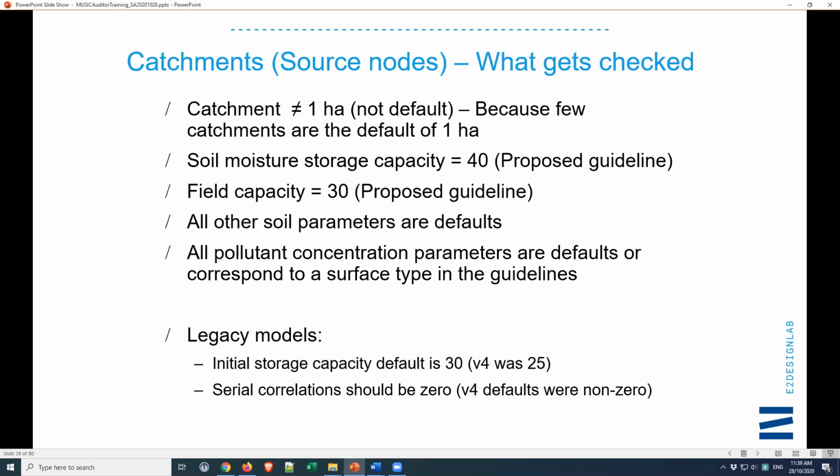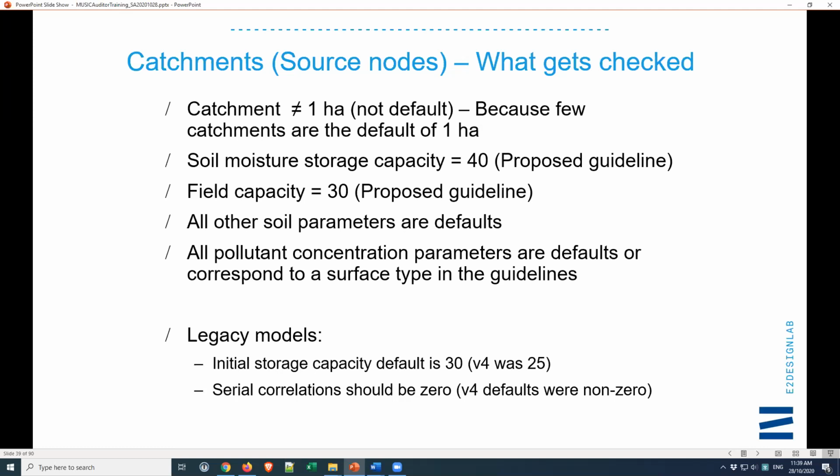More importantly, we've got the soil moisture storage capacity and the field capacity. At the moment, we've got them set to check what's in the proposed guideline. Now, these parameters are the eWater recommended soil moisture storage capacity and field capacity for South Australia or for Adelaide. So at the moment, that's what's proposed to go in the guideline, but it is pending decision by the committee. There's a couple other possibilities there under consideration.